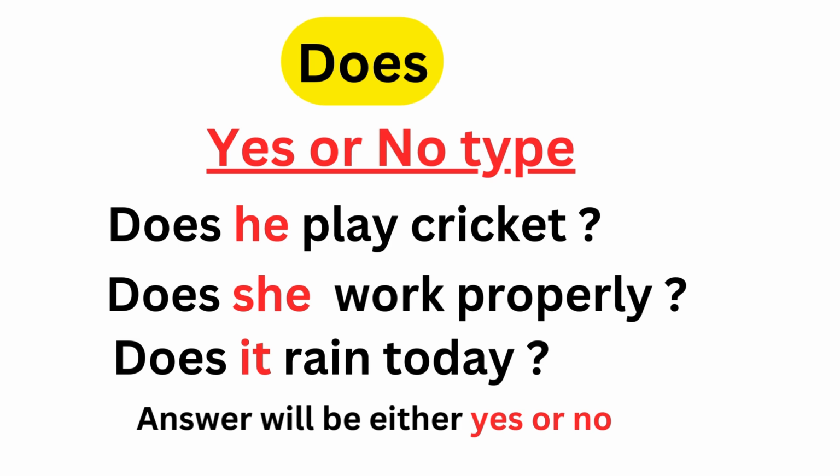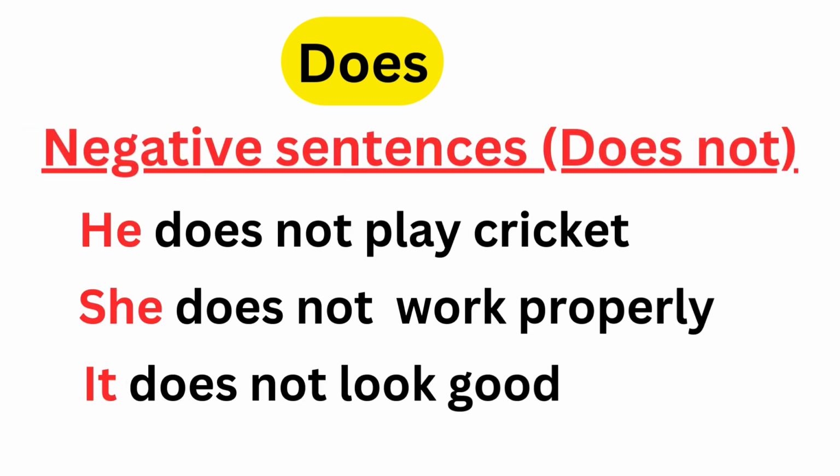Does can also be used in negative sentences by adding not, does not or doesn't. Examples: he does not play cricket, she does not work properly, it does not look good.